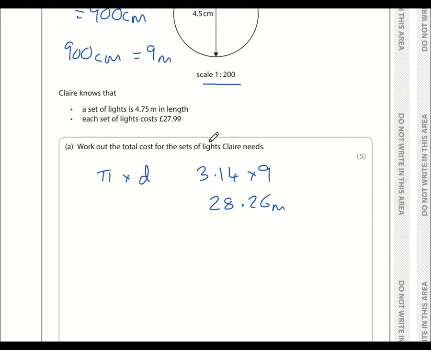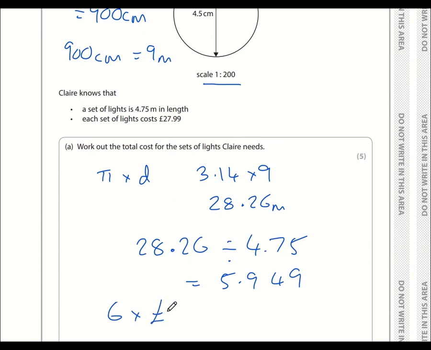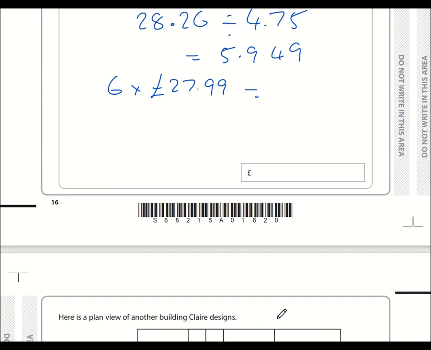Now a set of lights is 4.75 metres in length. So how many 4.75s go into 28.26? Well, the answer is 28.26 divided by 4.75, and that comes to 5.949. So we need to buy 5.949 sets of lights, except that's impossible, but we can buy 6 sets of lights. So that's going to be 6 lots of £27.99, and that comes to a grand total of £167.94.